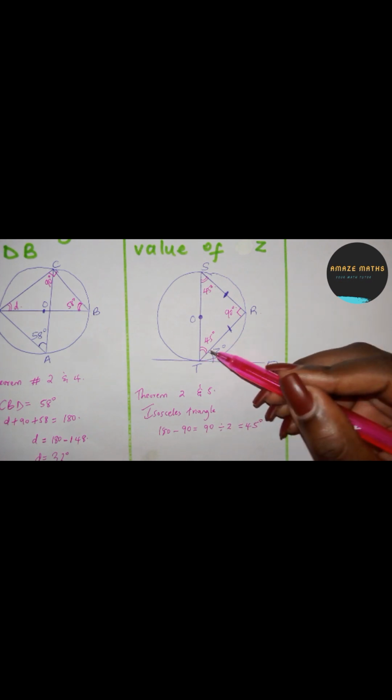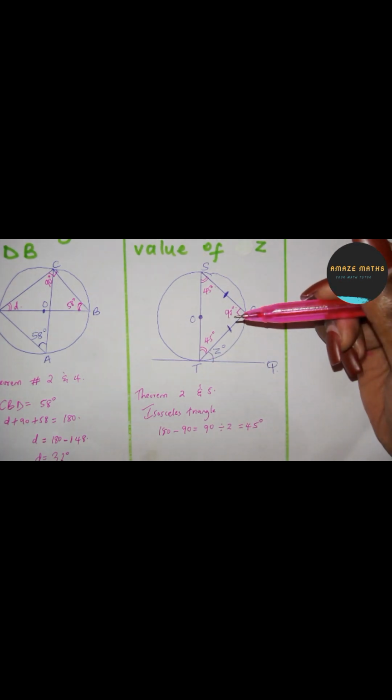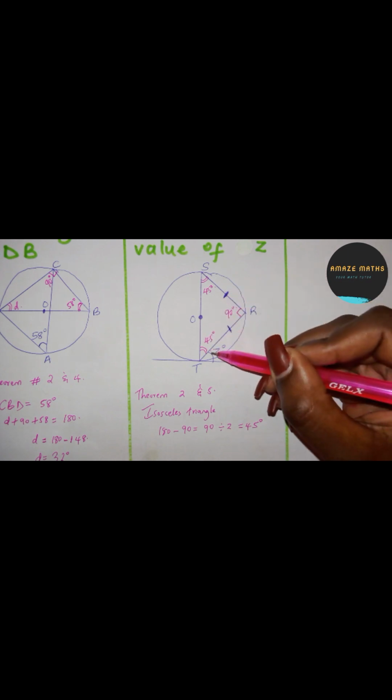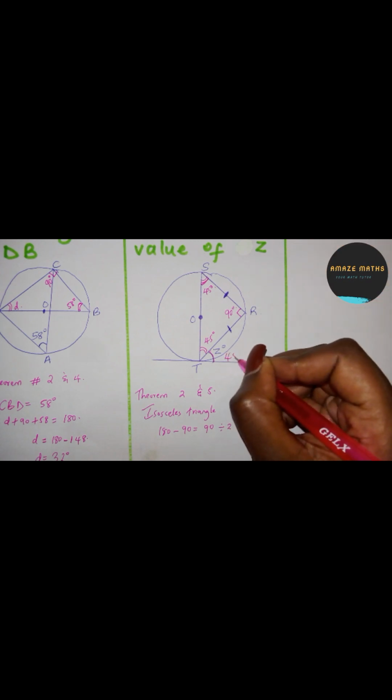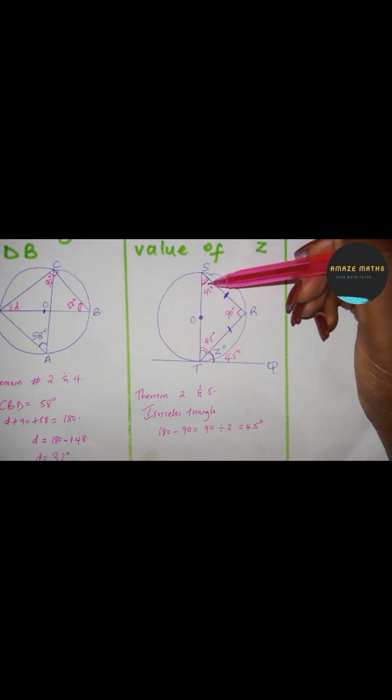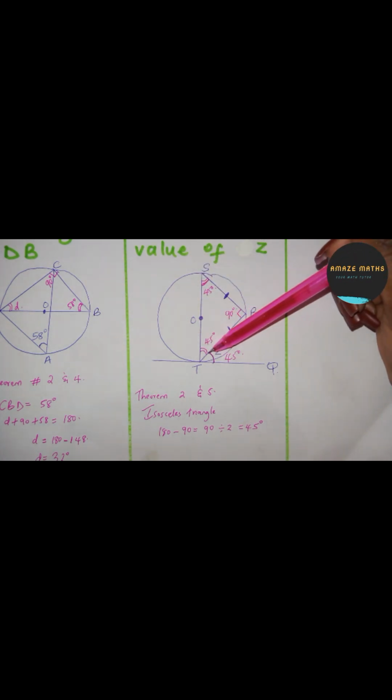Now theorem number 5, the alternate segment theorem, states that the angle between a chord and a tangent is equal to the angle in the alternate segment. So this angle over here, Z, is the same as this. So using theorem number 5, this one will become 45 because the angle between a chord and a tangent is equal to the angle in the alternate segment. That's why this is 45, because this and this are equal.